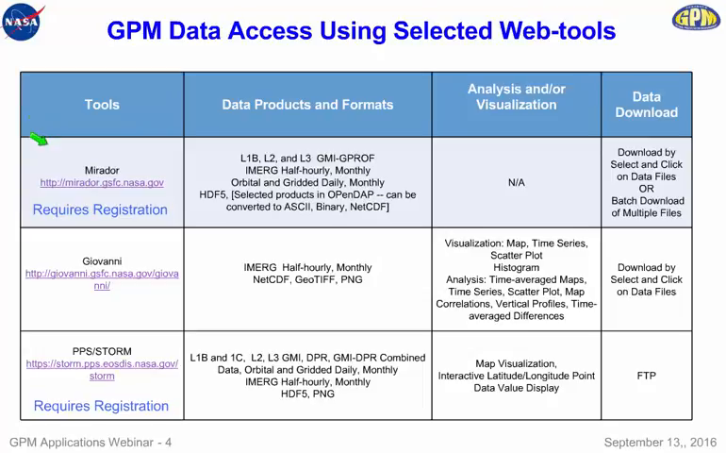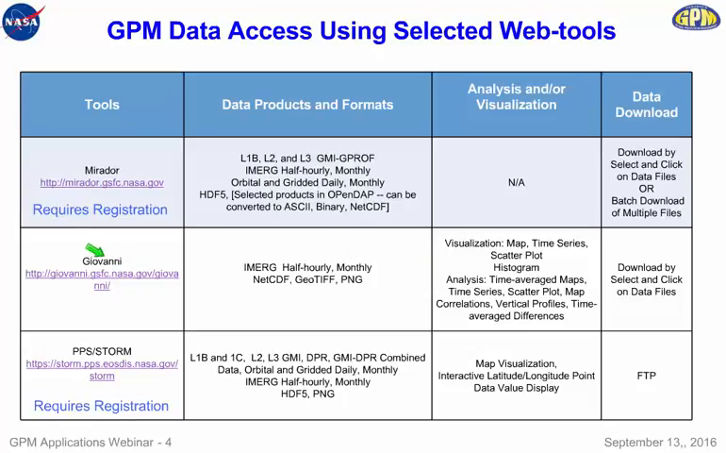These are basically the major tools. They allow you to access data in multiple formats. Okay. And Giovanni and PPS Storm also allow map and time series visualization. So in PPS Storm, both level 2 and level 3 data are available. In Mirador also. Giovanni focuses more on level 3 data, and level 2 data will be available soon there, or in near future.